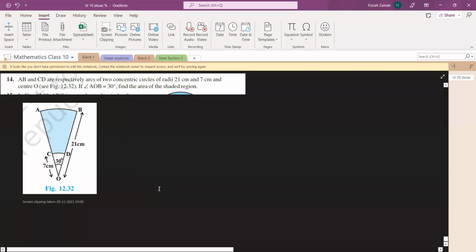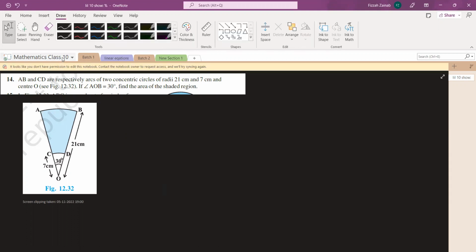Okay, question number 14. Oh, sorry, 13 we have to do. Anyway, let us do 14 first, then we will do 13. So AB and CD are respectively arcs of two concentric circles of radius 21 centimeter and 7 centimeter. So remember what is an arc? This length is called an arc. So AB is one arc and CD is another arc. The radius of the bigger circle is 21, which is given. The smaller is 7, also given in the figure, and the center is O. Now if the central angle is 30 degrees, find the area of the shaded region.